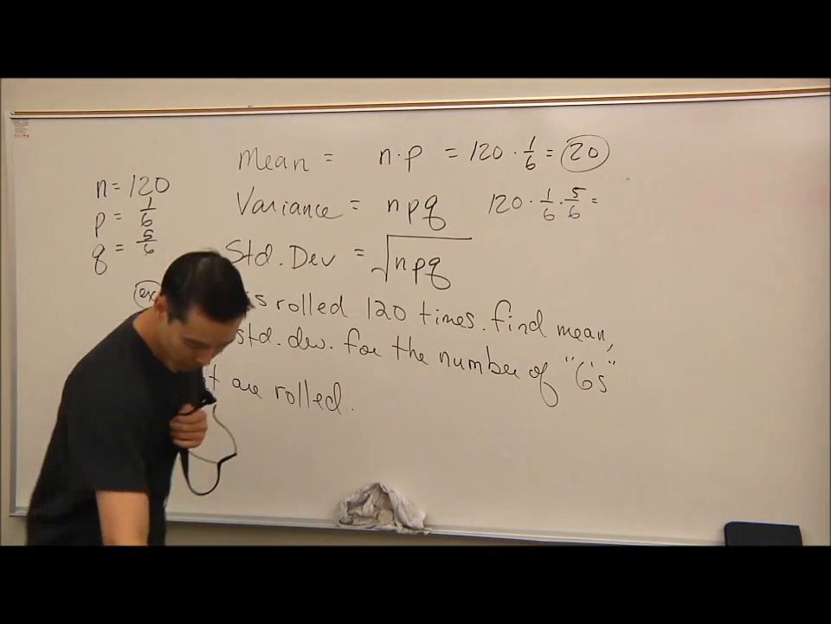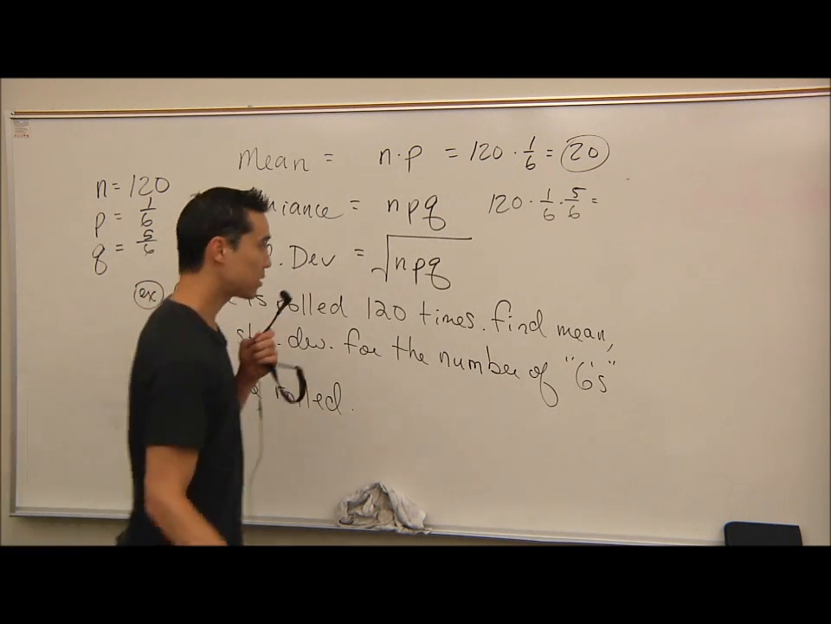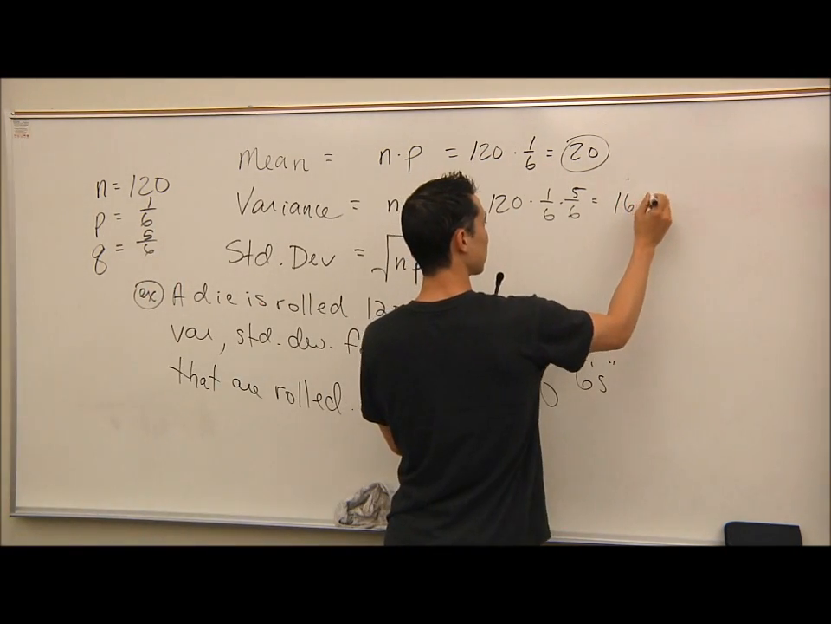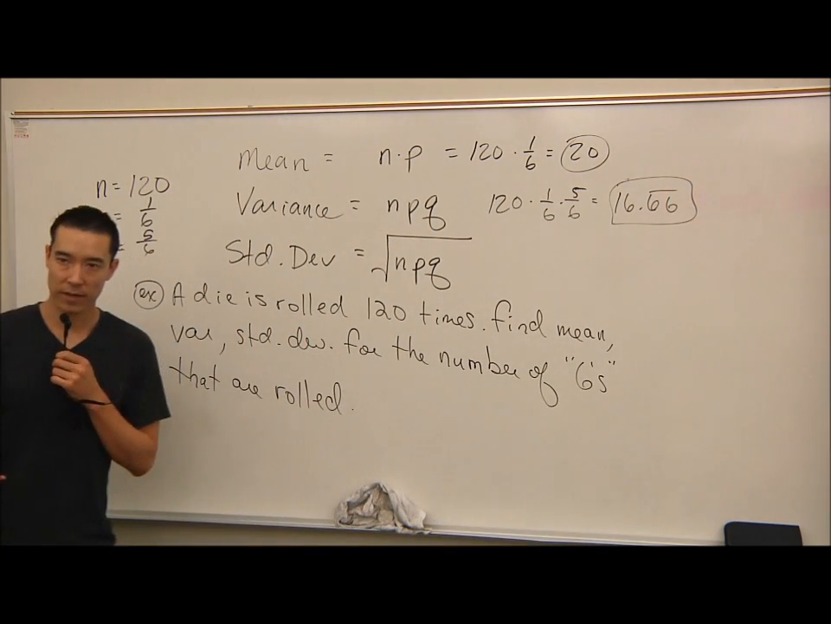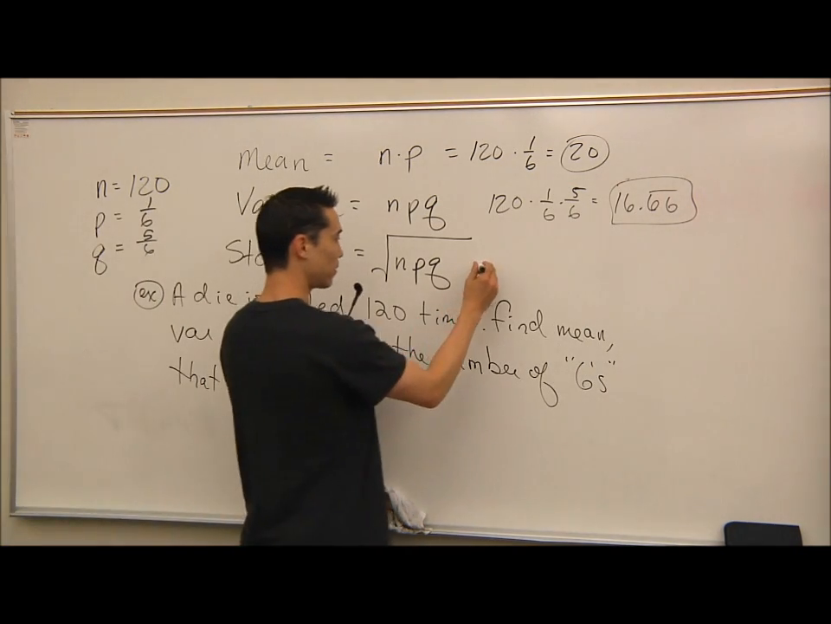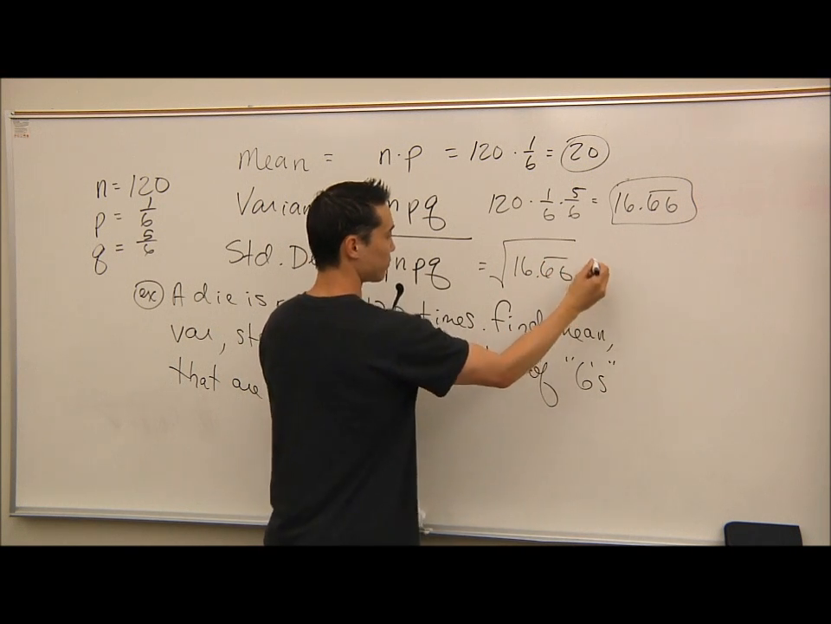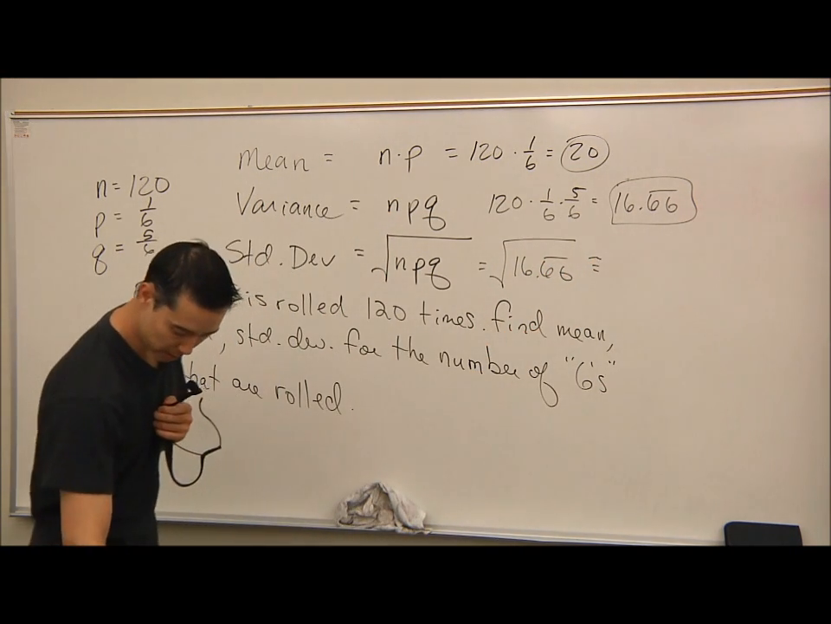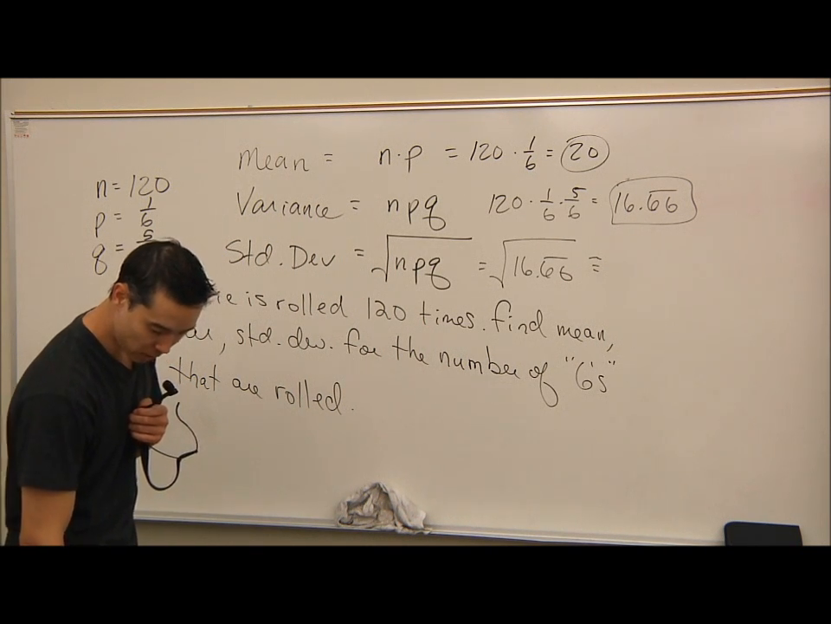If you jump on your calculator, see what that comes out to. 16.66 repeated. And then anytime I have a variance, how do I get the standard deviation? Just take the square root of it, right? So square root of your last answer. And let's approximate that. Approximately 4.0825.